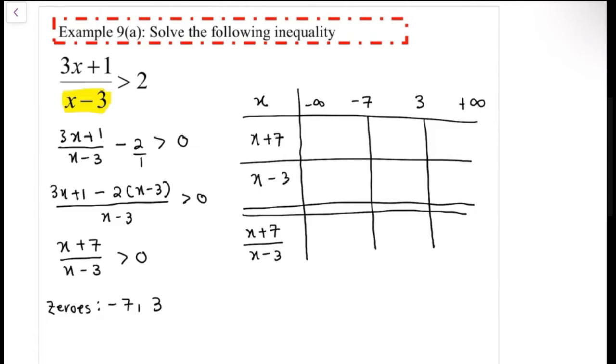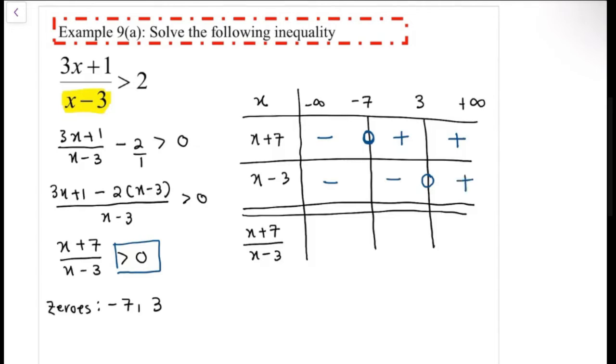Alright, so first one, for the first factor, x plus 7, we will get 0 when it comes to negative 7. So I use an empty circle here because from the question, we don't have an equal sign. So you must use an empty circle. So negative before that, positive after that. Moving on to the second factor, for x minus 3, we will get 0 when our x is 3. So I'll still use an empty circle here. So negative before that and then positive after that.